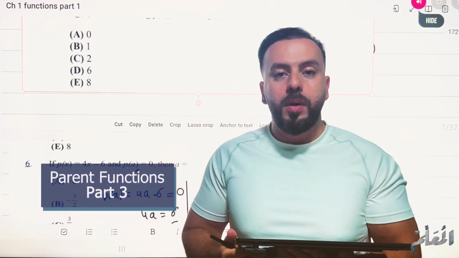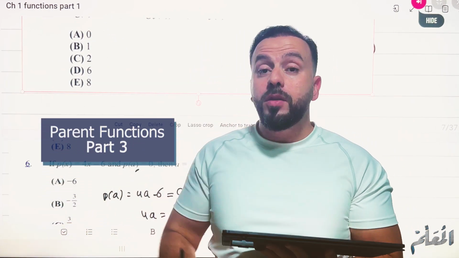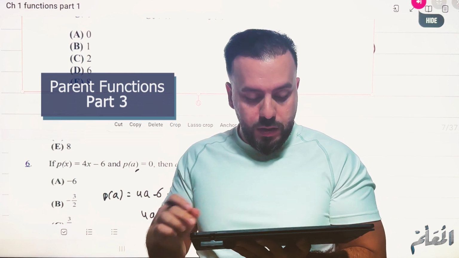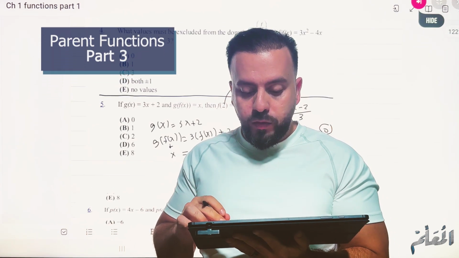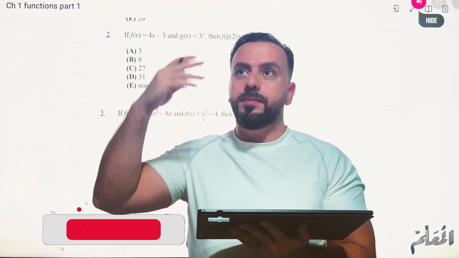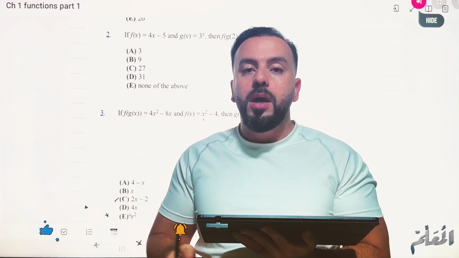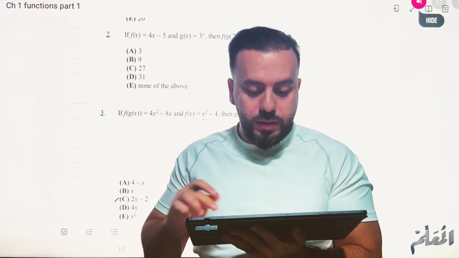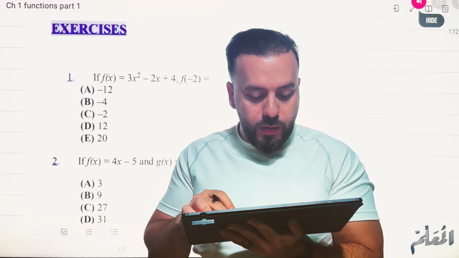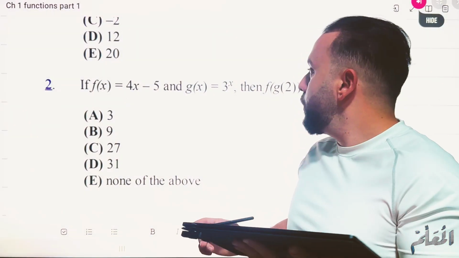Today we're going to talk about part 3 in functions. I'm going to explain some of the questions that you can face in the M2 exam, and you need to know how to deal with such questions. So first of all, I'm going to start with one of the questions.